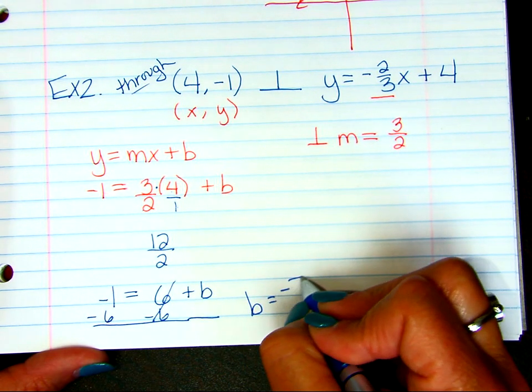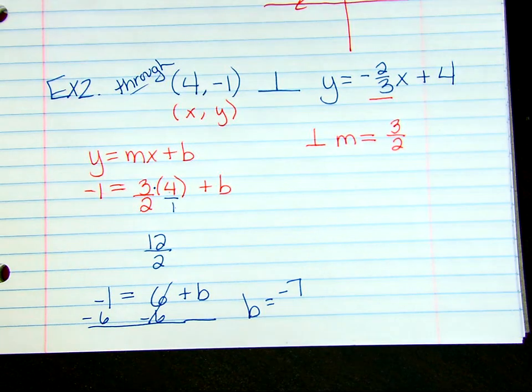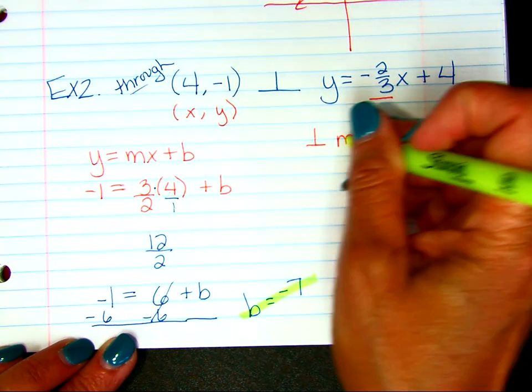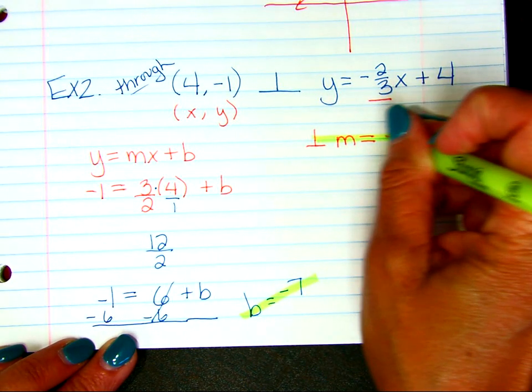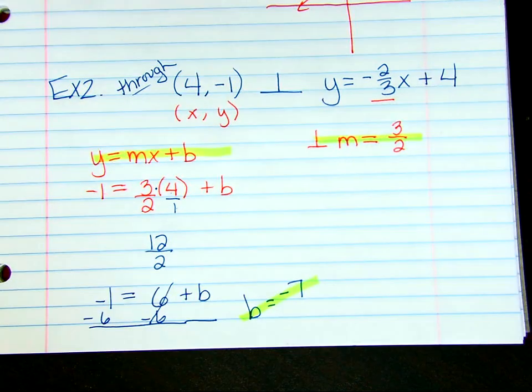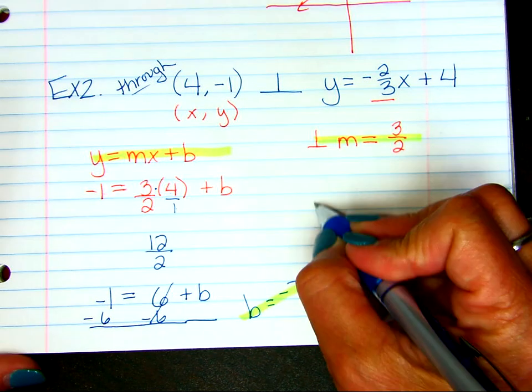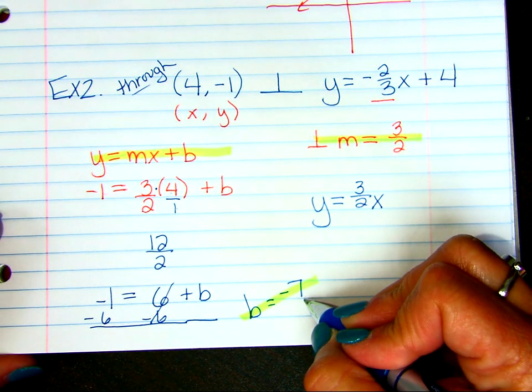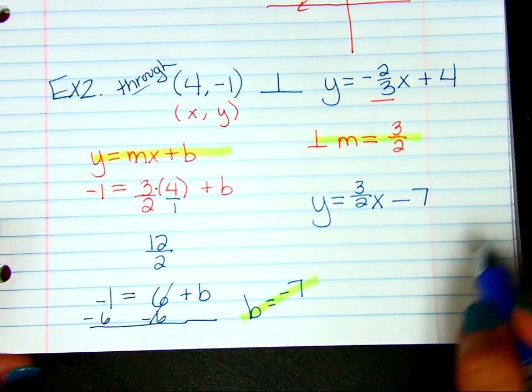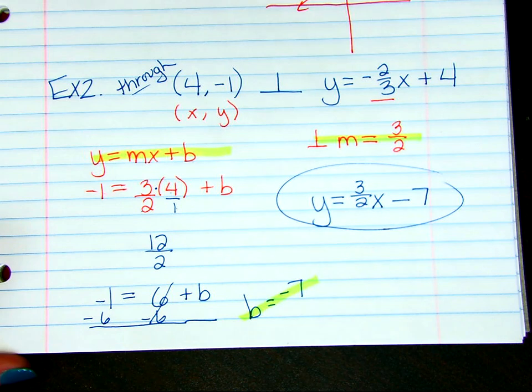Order of operations, the first thing I need to do is figure out what 3/2 times 4 is. Well, 4 is like 4/1. So 3 times 4 is 12. 2 times 1 is 2. 12/2 is 6. Plug it in your calculator if you need to. You could also say 2 goes into 4 2 times. 3 times 2 is 6. Subtract 6 from both sides. Therefore, b is equal to -7.